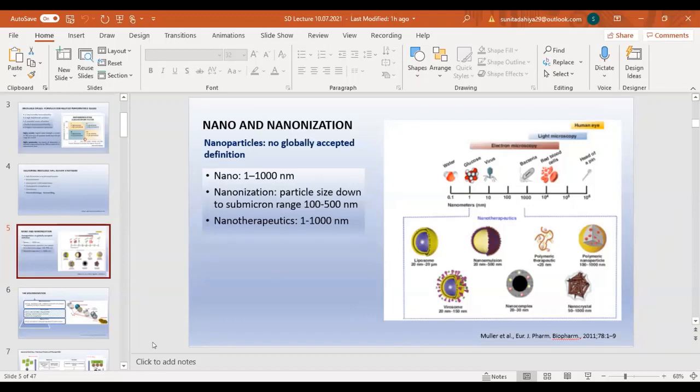Whereas most of the nanotherapeutics, whether they are nanoparticles, liposomes, or polymeric micelles, etc., they all fall between a broad range of 1 to 1000 nanometers. However, recently the European Union has given for the nanocosmeceuticals the definition that it should be less than 100 nanometers. But in terms of the nanotherapeutics or the dosage form and drug delivery, many a times the range is broader, that is between 1 to 1000 nanometers.